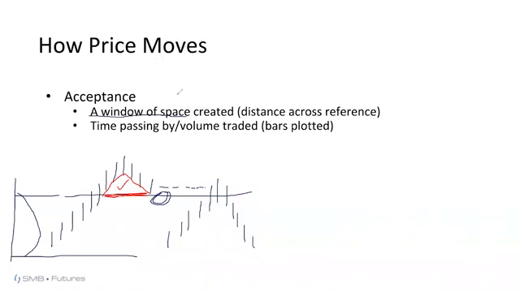So this window of space, and in fact, this part of creating this window is also time passing by, or in my case, all my intraday charts are volume-based bars, so volume is also passing if we're printing new bars beyond the level. So that's something that's really important. So just one more example.